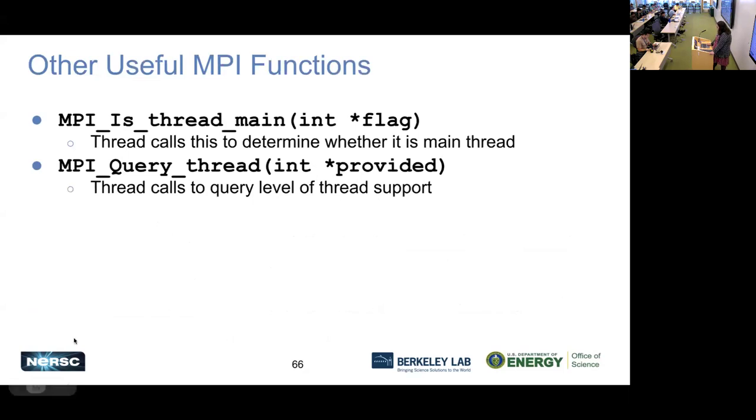So then there are some other useful MPI functions that you can use. MPI_Is_thread_main is one: your thread calls it to determine whether it is the main thread or not. And then MPI_Query_thread: you call that to figure out what level of thread support you have. And you're like, why would I want to do that? Well, the reason you would want to do that is you might have your algorithm written in different ways depending on what level of thread support is possible, right? So if you had one level of thread support, you might do things one way, and at another level, you might do things a different way.